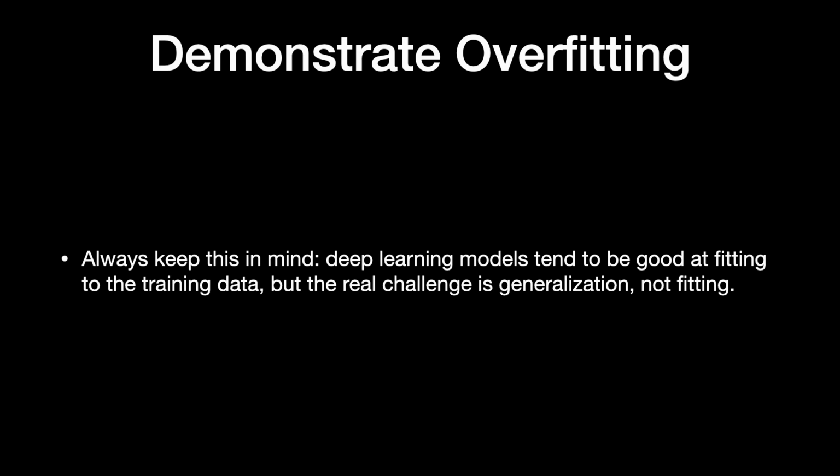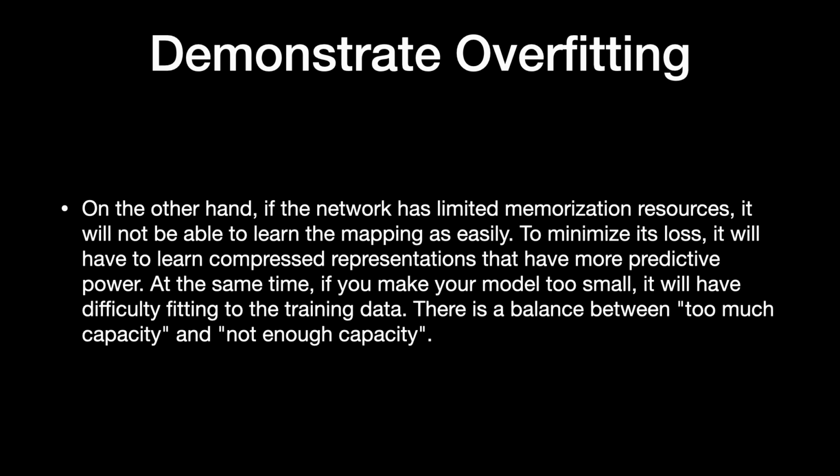Always keep this in mind: deep learning models tend to be good at fitting to the training data, but the real challenge is generalization, not fitting. On the other hand, if the network has limited memorization resources, it will not be able to learn the mapping as easily. To minimize its loss, it will have to learn compressed representations that have more predictive power. At the same time, if you make your model too small, it will have difficulty fitting to the training data. There is a balance between too much capacity and not enough capacity.